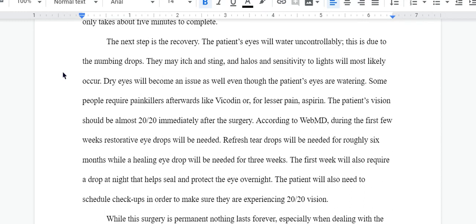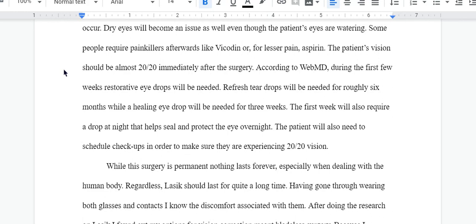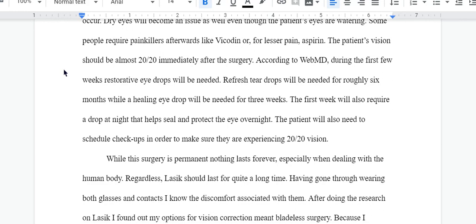The next step is the recovery. The patient's eye will water uncontrollably. This is due to the numbing drops. They may itch and sting, and halos and sensitivity to the light will most likely occur. Dry eyes will become an issue as well, even though the patient's eyes are watering. Some people require painkillers afterwards, like Vicodin, or for lesser pain, aspirin. The patient's vision should be almost 20/20 immediately after the surgery.